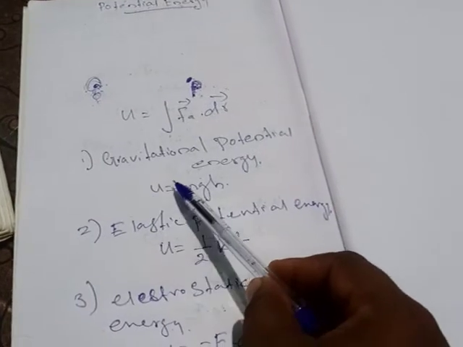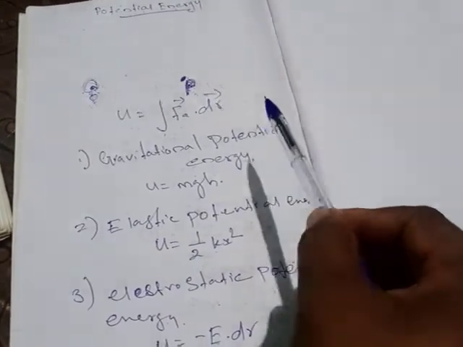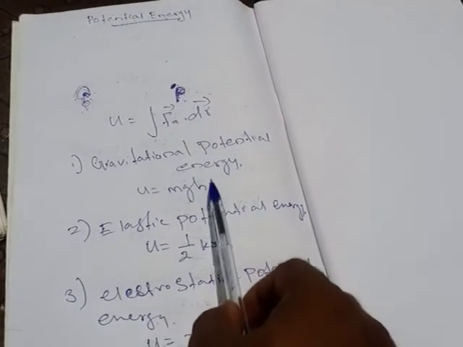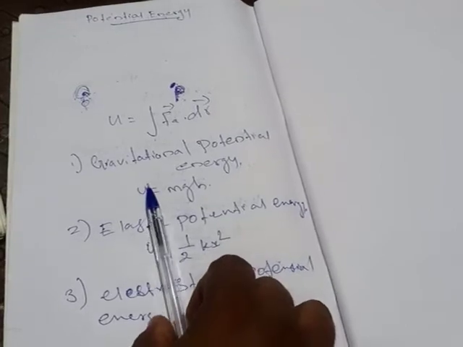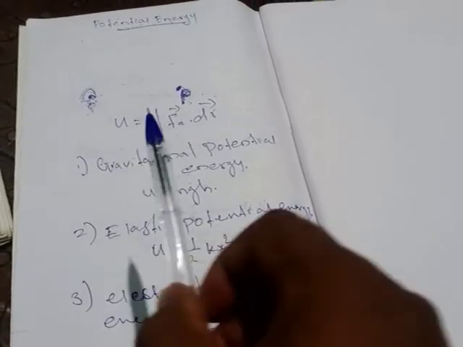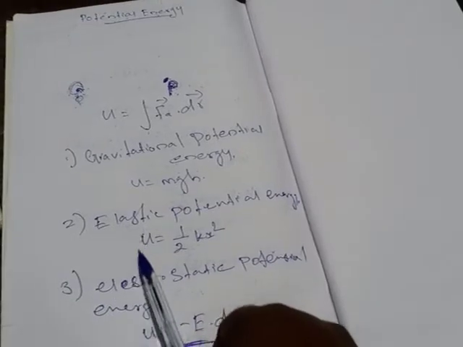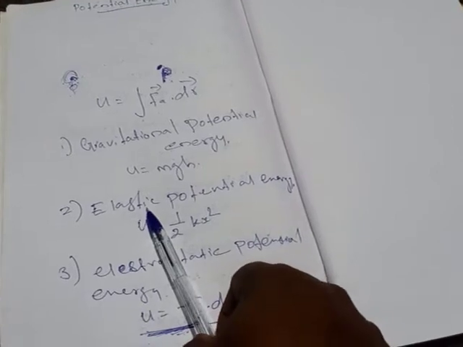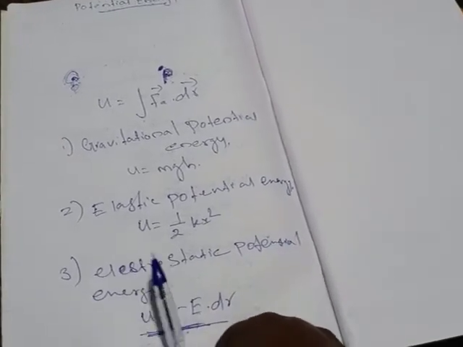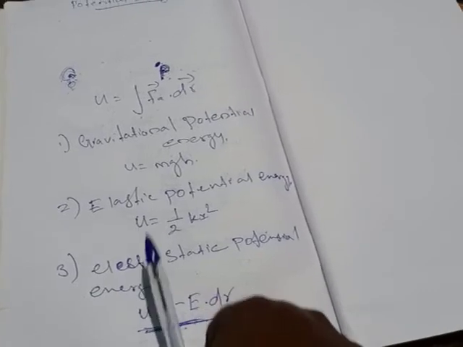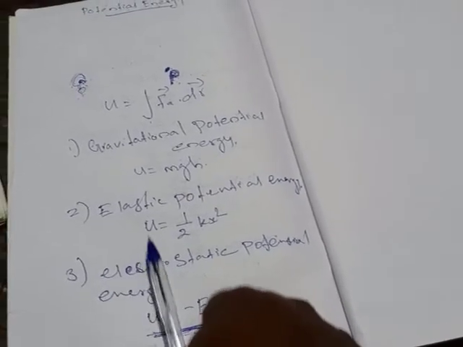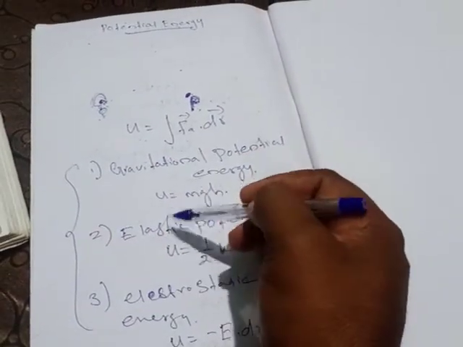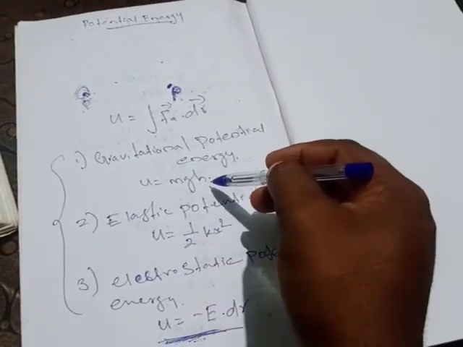And there are some types of potential energy. Gravitational potential energy means the energy possessed by a body due to gravitational force. Elastic potential energy means the energy due to spring force and other similar forces. Electrostatic potential energy means the energy due to electrostatic force on the charges. This is a 3-mark question, types of potential energy, and it is a book back question.